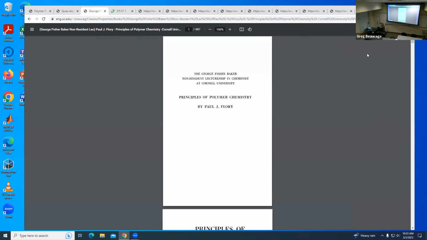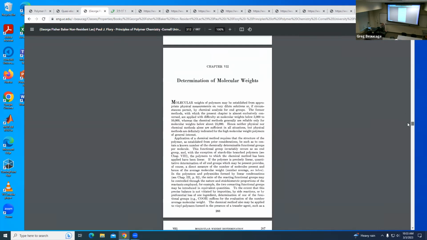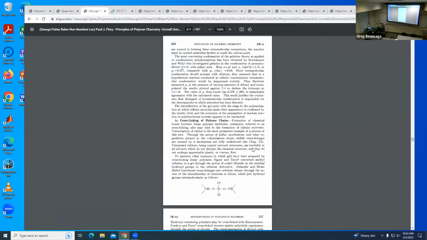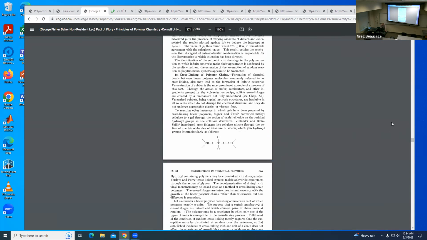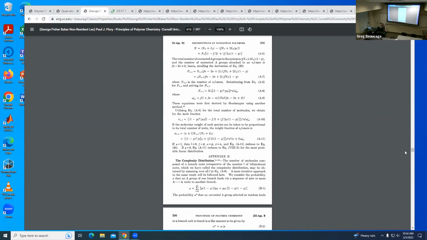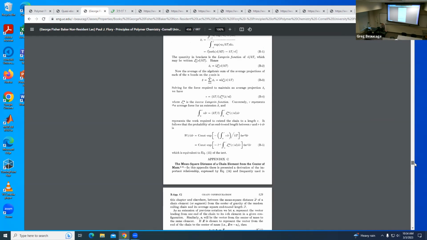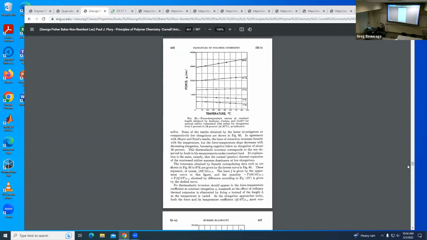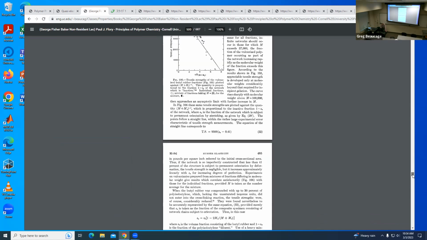So this is Flory's first. This is kind of like the first book on polymers. He's got a chapter on what he calls rubber elasticity, where he goes through, and that's kind of like the Bible. This book's more or less a Bible of polymers, in a sense. It's from like 1960-something.